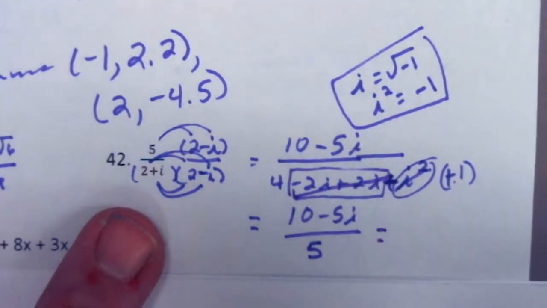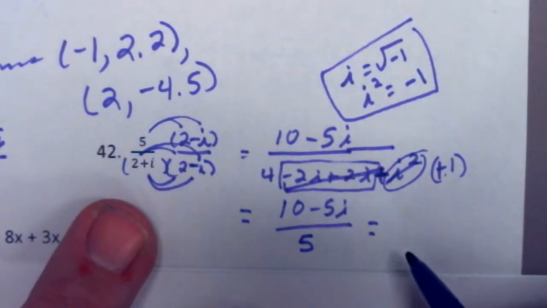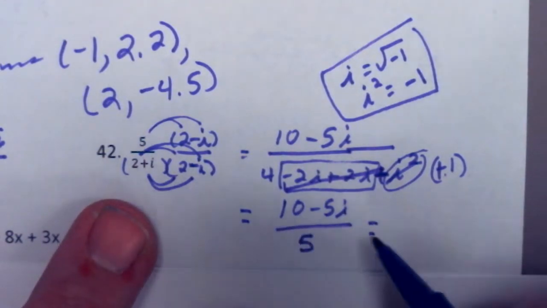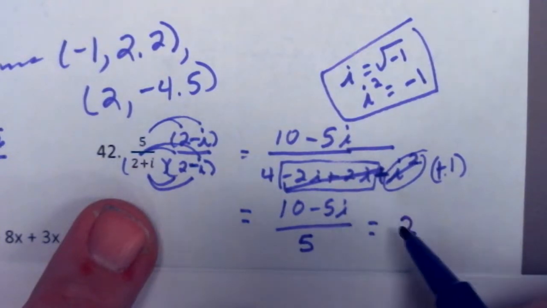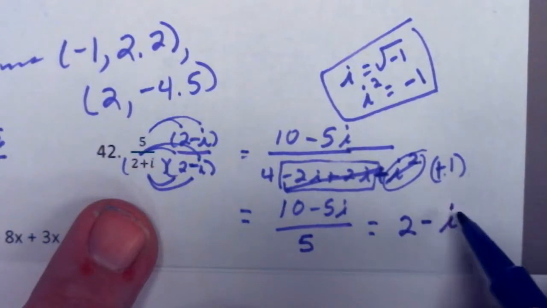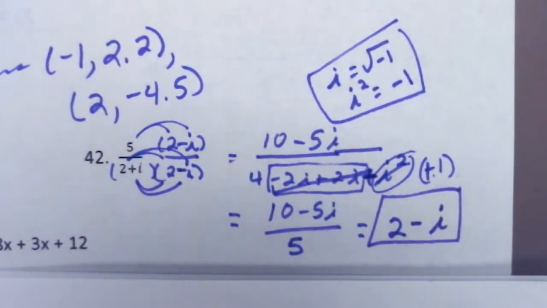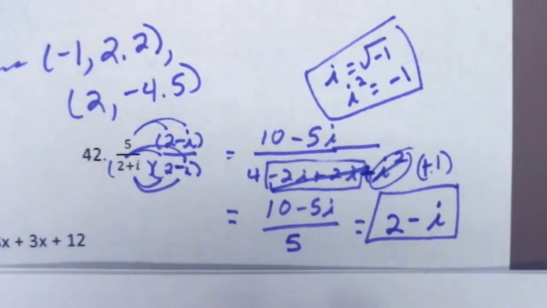All right, we're almost done. 10 minus 5i divided by 5. Both those terms are divisible by 5, so we'll do that. 10 divided by 5 is 2. 5 divided by 5 is 1. So we end up with 2 minus 1i, or just 2 minus i. All right, so that looks kind of nice.